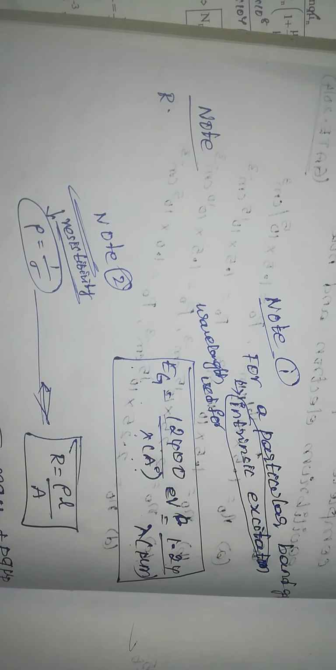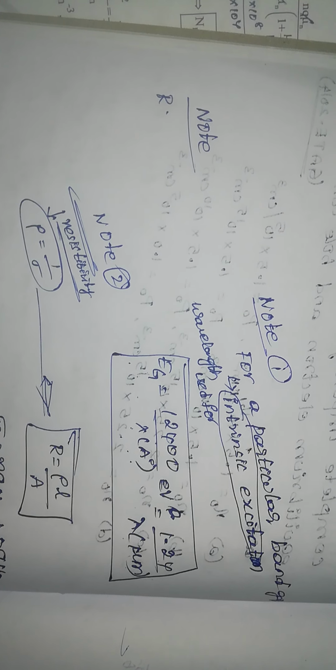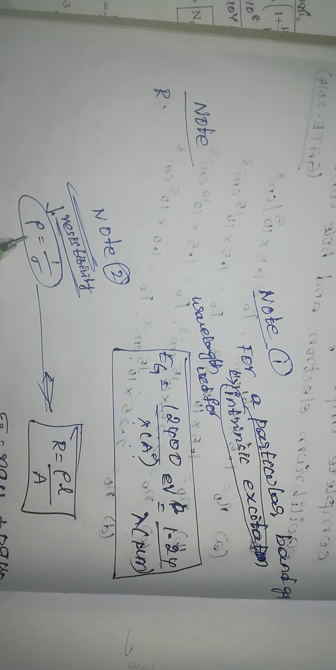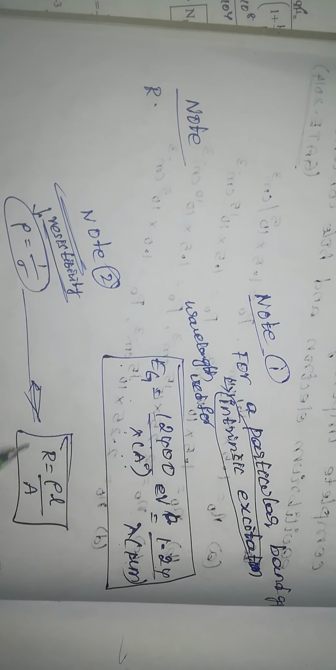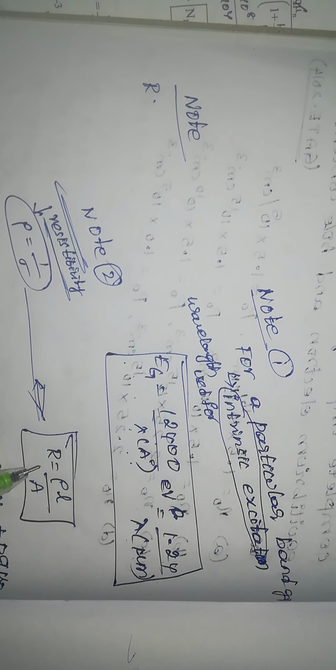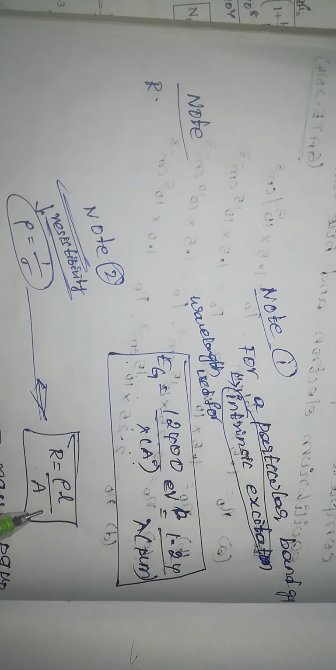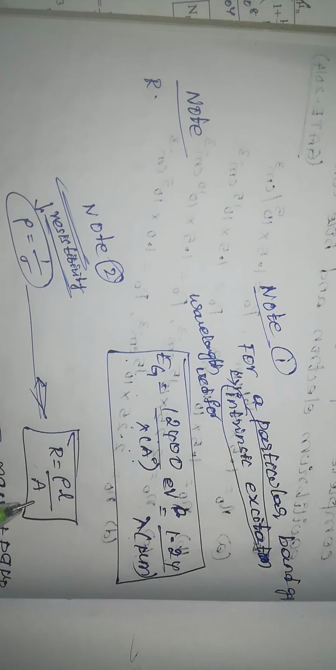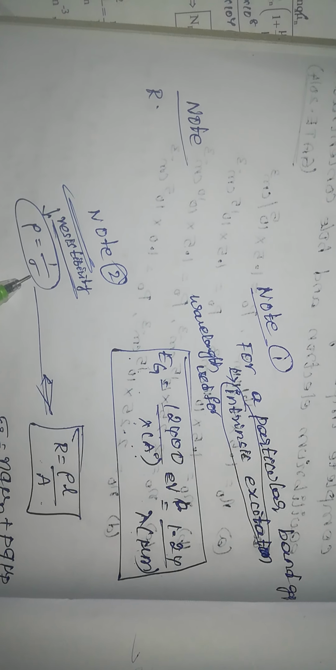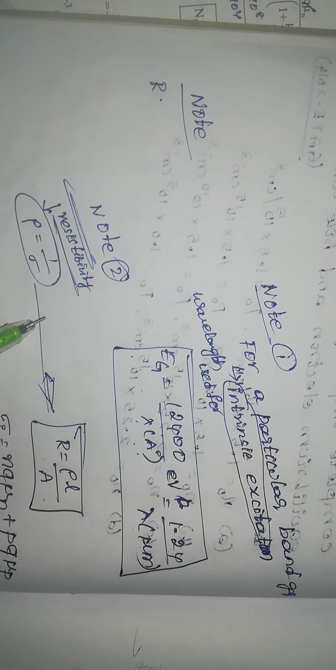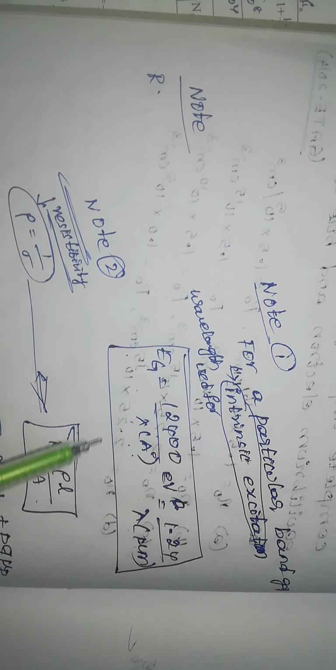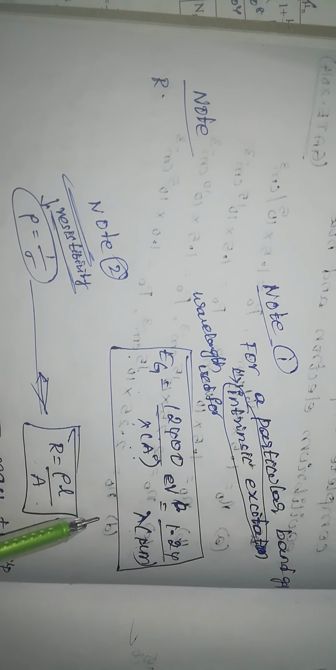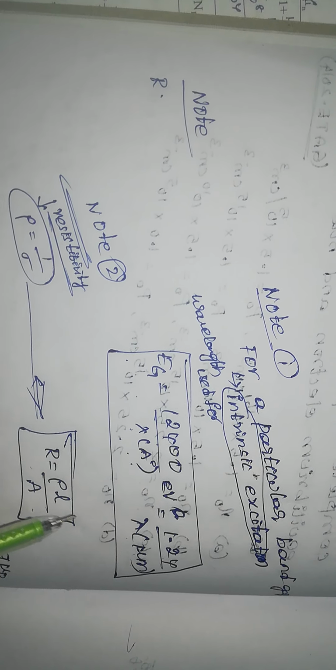The relation between resistivity and conductivity is rho equal to 1 by sigma, and the formula for resistance is R equal to rho L by A, where rho is resistivity, L is length, A is cross sectional area, and we already know that sigma is conductivity, that is equal to N Q mu n. So these are the important formulas we have to know before solving the previous year problems in the GATE examination.